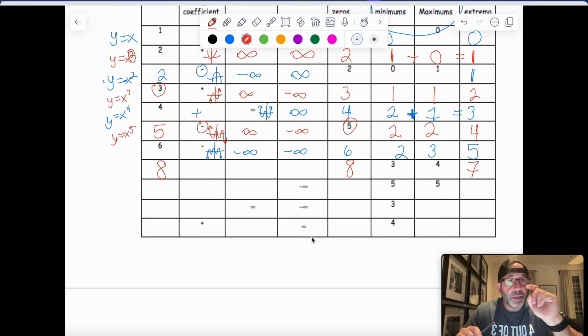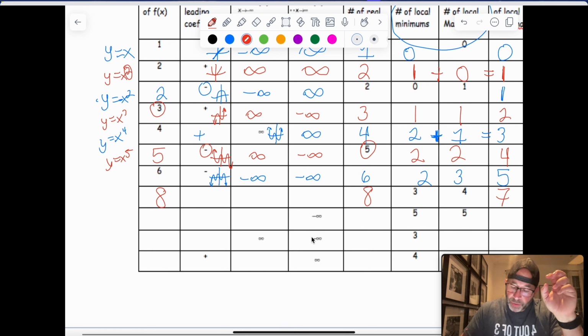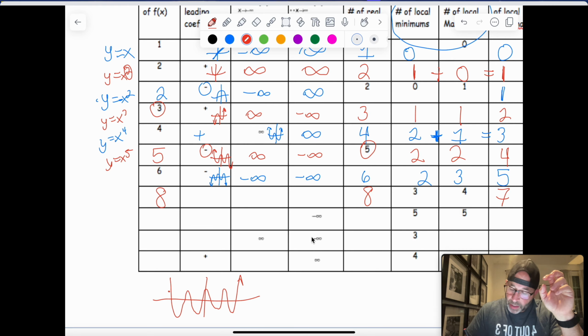I want you to see what this graph looks like. There's going to have to be 3 minimums and 4 maximums. So what would this look like? So let's put the zeros in. We're going to have 1, 2, 3, 4, 5, 6, 7, 8. I don't know why that just got deleted. 1, 2, 3, 4, 5. So 1, 2, 3, 4, 5, 6, 7, 8.